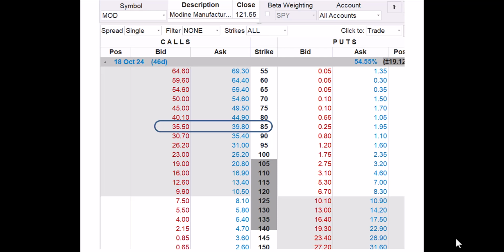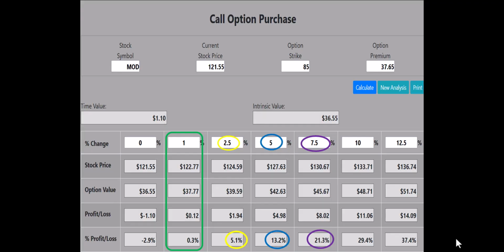The bid-ask spread for the 85 call is $35.50 to $39.80. We try to enter at the midpoint, so we'll use $37.65 as the buy price. The 85 call works. If the MOD stock price is up 1%, the 85 call will make a 0.3% or $12 profit. That's better than break even, so the 85 call is the one we'll buy.